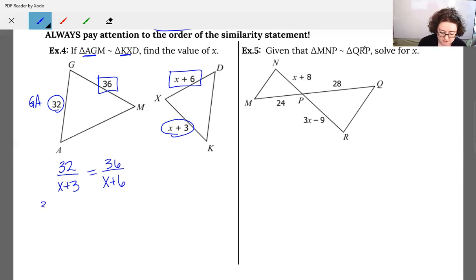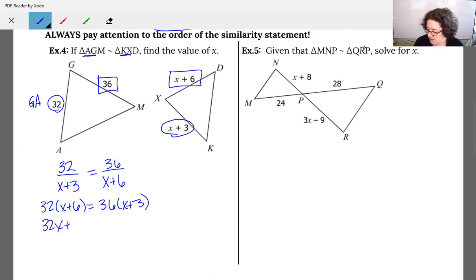So we have a 32 times X plus 6 and a 36 times X plus 3. And again, I would always suggest writing out the full proportion and then solve things out. So then distribute out your 32. So 32X plus 32 times 6, AKA 192. And 36X plus 3 times 36, which gives us a 108.